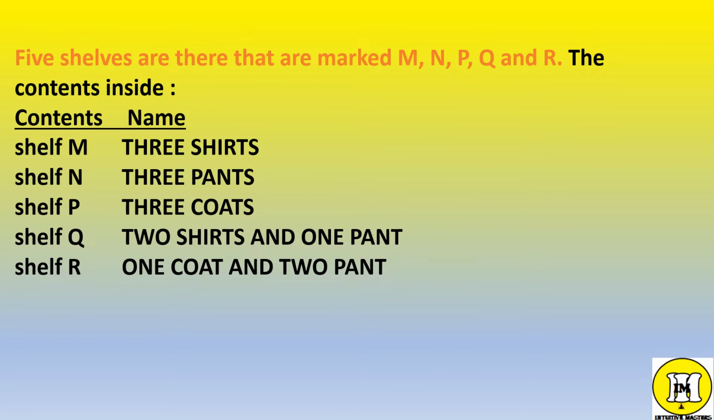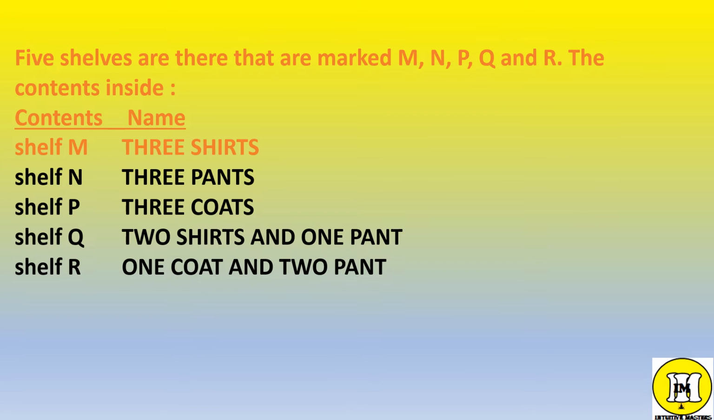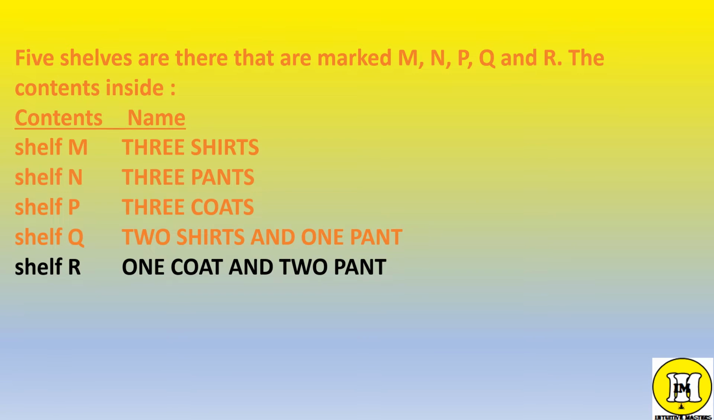Five shelves are there that are marked M, N, P, Q, and R. The contents inside: Shelf M, 3 shirts. Shelf N, 3 pants. Shelf P, 3 coats. Shelf Q, 2 shirts and 1 pant. Shelf R, 1 coat and 2 pants.